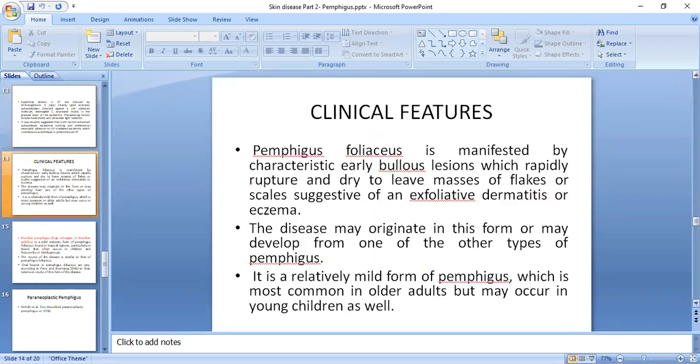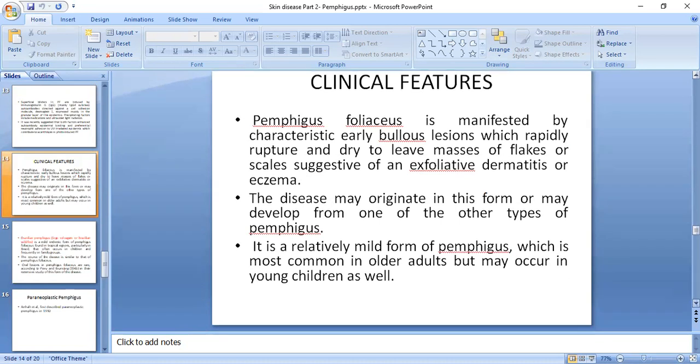Next, coming to Pemphigus foliaceus clinical features, it is manifested by characteristic early bullous lesions which rapidly rupture and dry to leave masses of plaques or scales suggestive of an exfoliative dermatitis or eczema. The disease may originate in this form or may develop from one of the other types of pemphigus. It is a relatively mild form of pemphigus, which is most common in older adults, but may occur in young children as well.